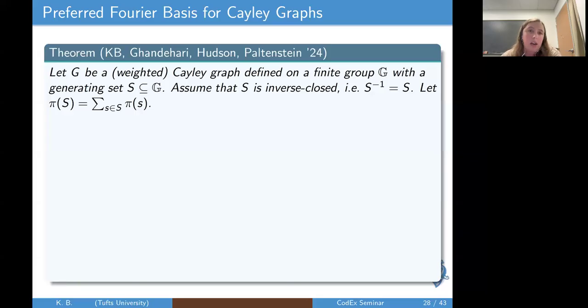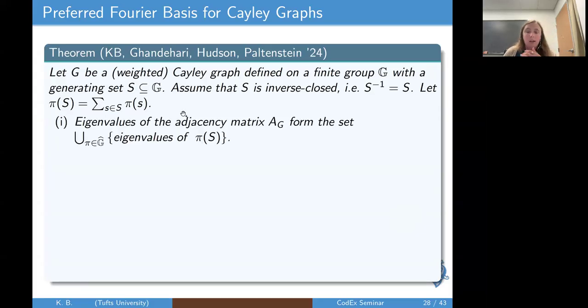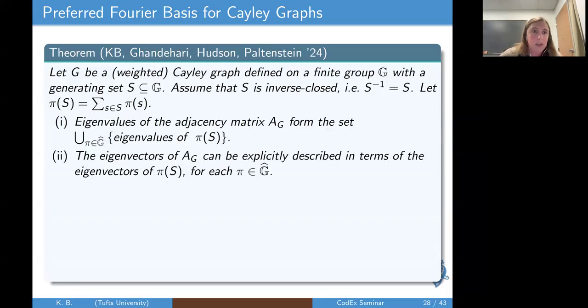So let G be a weighted, in parentheses, Cayley graph. I've left out another layer of this, which is that you can put a weight function on the edges of your Cayley graph and generalize this one step further. But for now, let's just think about an unweighted Cayley graph defined on a finite group with our generating set S. S should be inverse closed. And we have this special matrix pi of capital S, which is the sum that we saw before. And so the eigenvalues of the adjacency matrix are just the eigenvalues of all of these pi of S matrices, union over all the irreducible pi's.